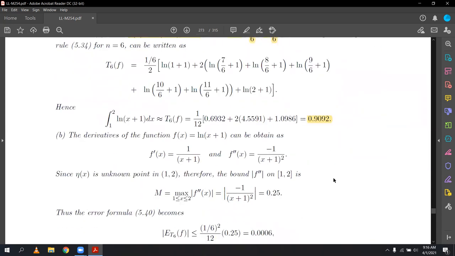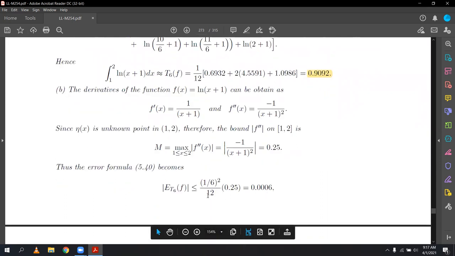Compute the error bound. The error bound is h squared over 12, times (b minus a). b minus a is 1. We need only M. M is the maximum value of the derivative of the function in the given interval. Your function is given as ln(x plus 1). What is the second derivative? It is this one. Then you find the maximum value. As I told you, when the variable is in the denominator, the maximum is always at the smallest point. So at 1, 1 plus 1 is 2, 2 squared is 4, so 1 over 4, meaning 0.25. Put the value, and this you have.